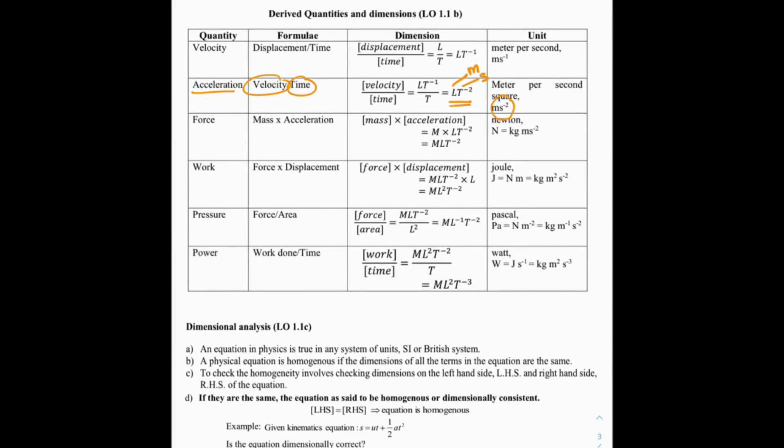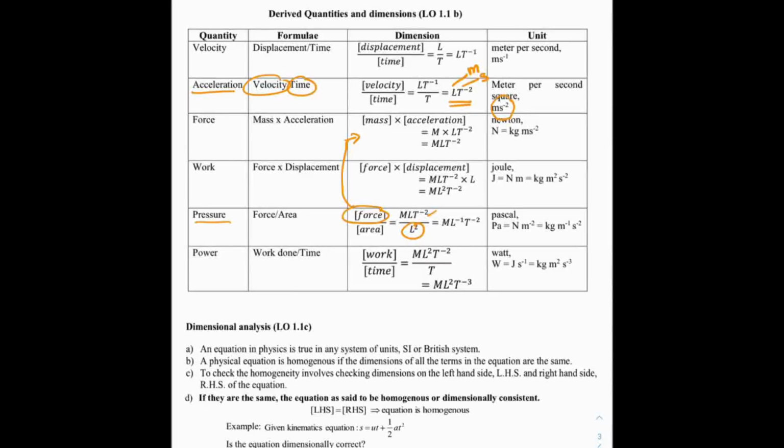Dan begitu juga untuk contoh kita ambil pressure now. Pressure adalah force divided by area. Force dekat sini adalah mass times acceleration. Okay, naik ke atas sini. This is your dimension for force, which is mass times acceleration. So dia akan jadi MLT negative 2. So this is your MLT negative 2 here. And then divided by the area. Area adalah 2 kali the length, L multiply with the L. So L square dekat sini. So you are going to get ML negative 1 T negative 2.